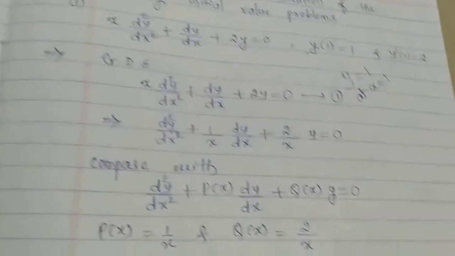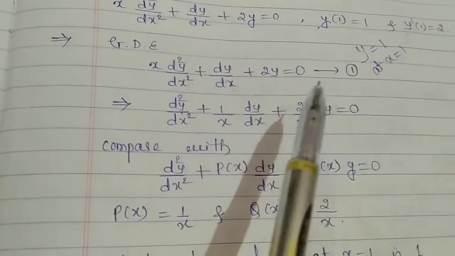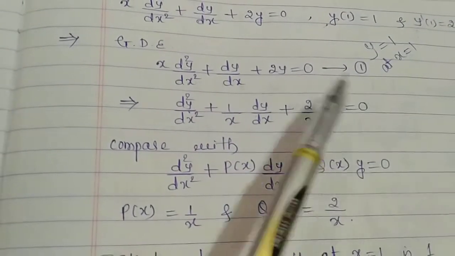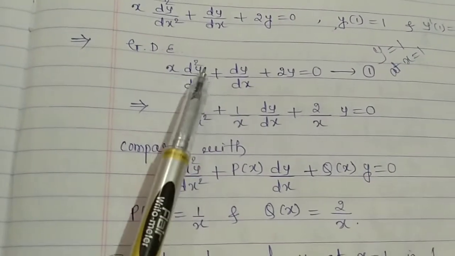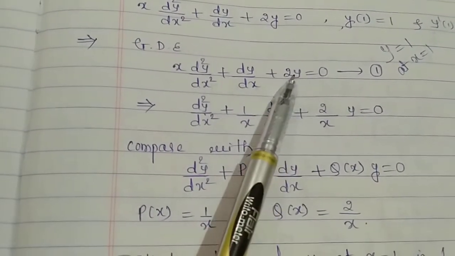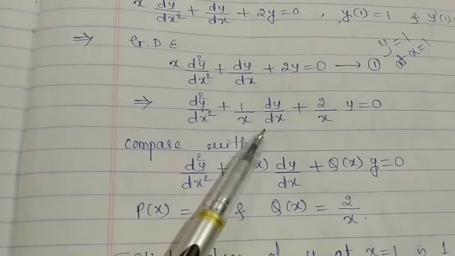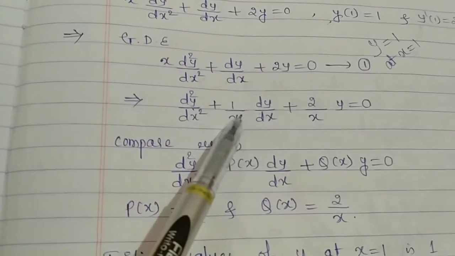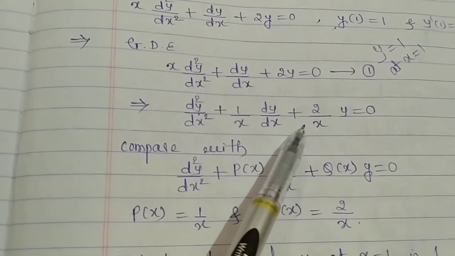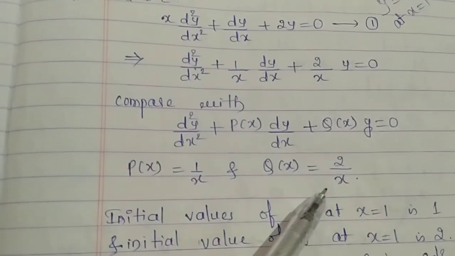What is the given differential equation? x d square y by dx square plus dy by dx plus 2y is equal to 0. I will call it equation number 1. I have to make this in the standard form. For that, I will divide this equation by x. I will get d square y by dx square plus 1 by x dy by dx plus 2 by x y is equal to 0. Here I can check what is my px and what is my qx. Px is 1 by x, qx is 2 by x.